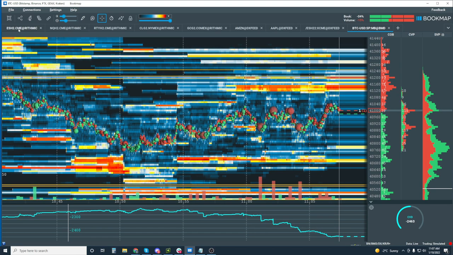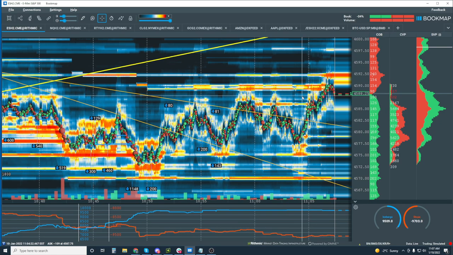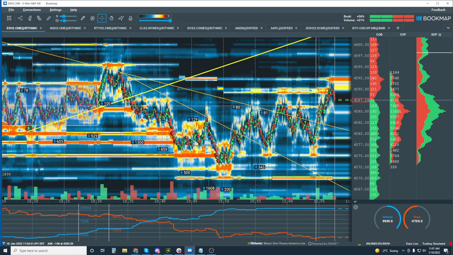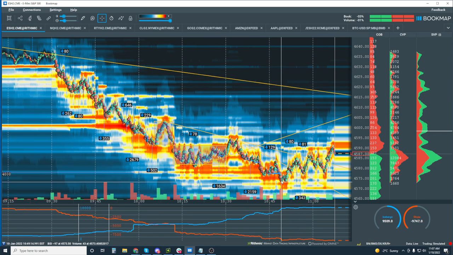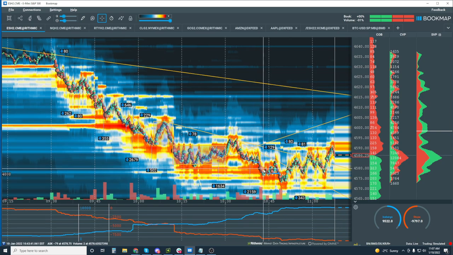Let's jump back to that S&P. Okay, S&P made it up to its 90 level here. Look at that. So sorry I missed that. Let's see what happened here. Okay, it made it down to 75. That's it. And then it's been kind of back and forth in here. It's building out this huge value area here for the day.